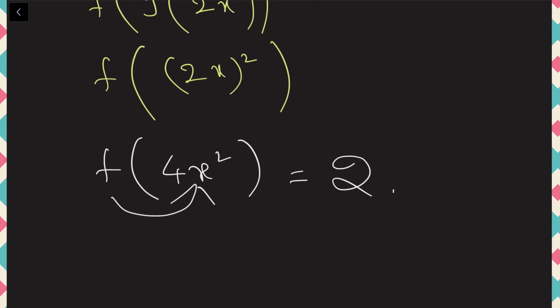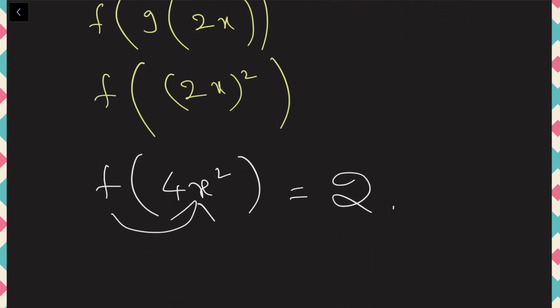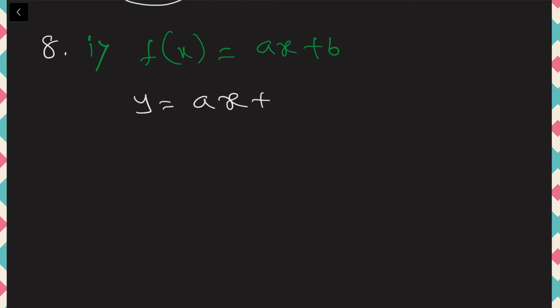Next, let us move to bit number 8. In bit number 8, they asked us to find out the inverses. Very easy one. In the first question, the function is defined as f of x is equal to ax plus b. We need to find out the inverse of this function. So first, simply replace f of x with y. y is equal to ax plus b.